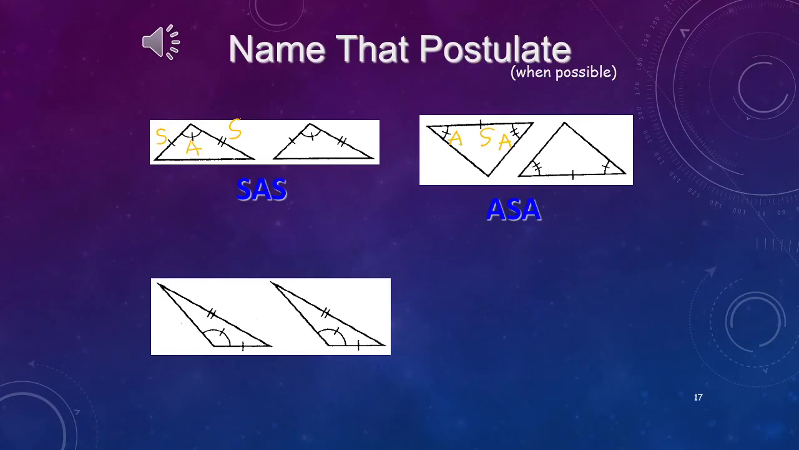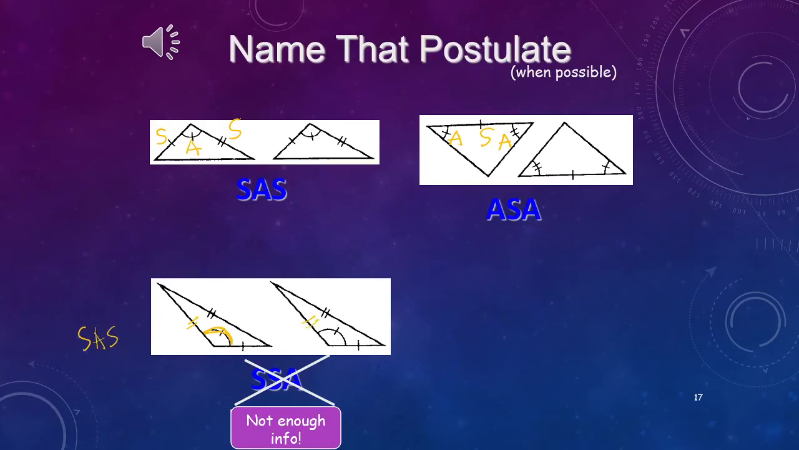That is not a congruence postulate. Side, angle, and side is SAS, but this one is side, side, angle, or SSA. Not enough. If I want to use SAS here, this should be congruent, this should be congruent. Side angle side. The angle should be here.